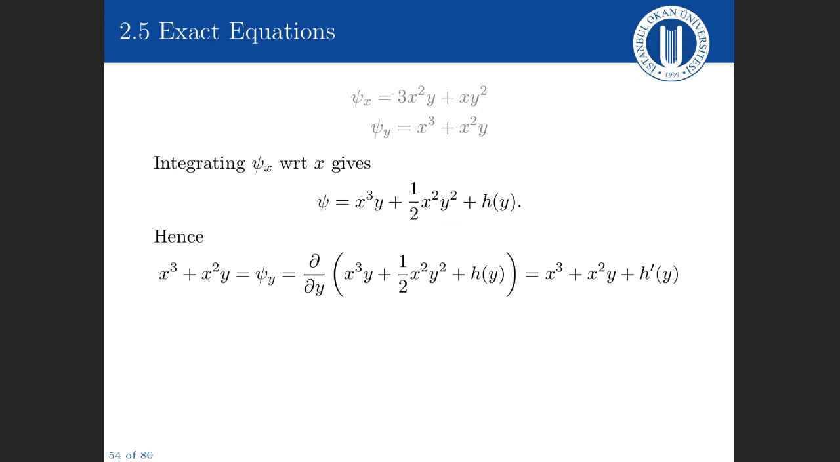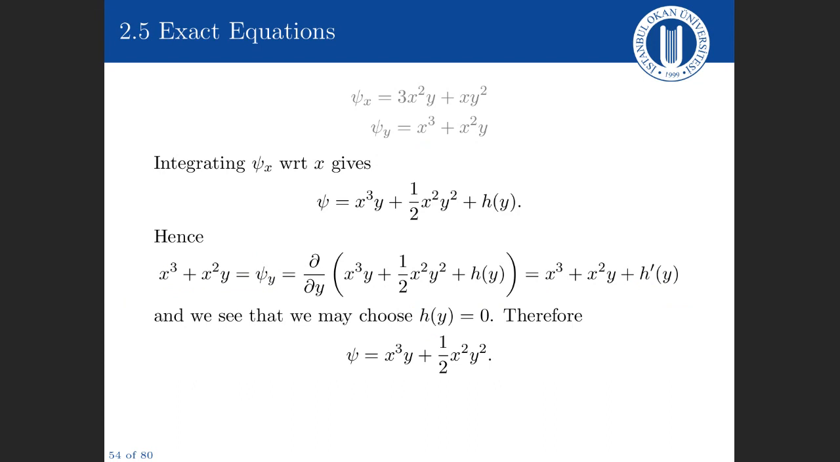And then differentiate this. The derivative of this with respect to y is x cubed plus x squared y plus h prime of y. And compare this to the second equation. We know that this must be the same as x cubed plus y. We have x cubed and x cubed. Yes, x squared y and x squared y. What are we left with? We're left with h prime of y and 0. We can choose any function h such that h prime of y is equal to 0. Choose the easiest one. I choose h of y is equal to 0.